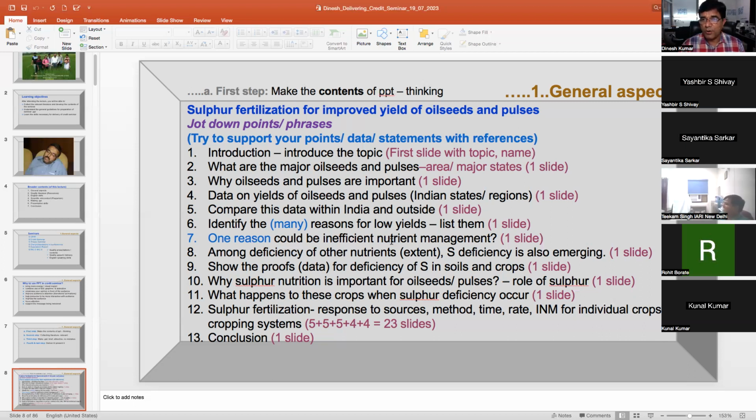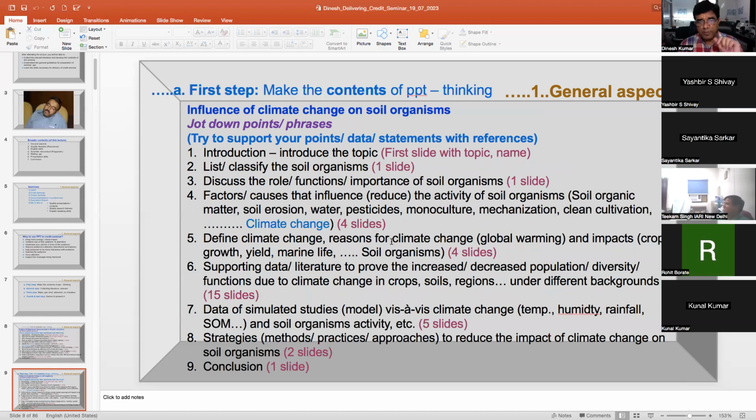This is the most important part of your seminar, because the right content, the genuine content, the relevant content is necessary. Nobody will spend time listening to things which are not useful, which are outside the scope of the topic. Another example that I will not discuss, but I will share these slides with you, and you can go through how the influence of climate change on soil organisms, this topic, how you can develop the content for this particular topic. I have explained it and you can see it later.